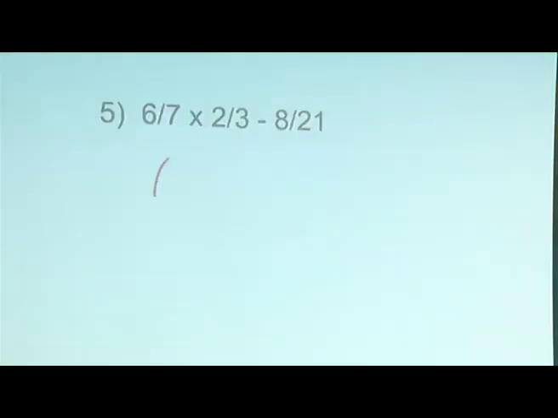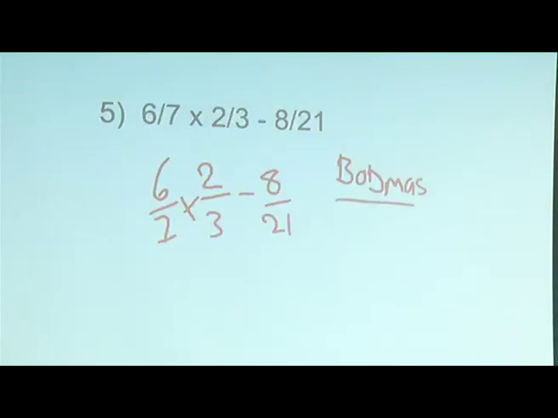And then we have another question that says 6 over 7 times 2 over 3, minus 8 over 21. We are still going to simplify here. How can we simplify this one? We have 6 over 7 times 2 over 3. You still have to remember what we used to say, BODMAS, and we know that multiplication comes before subtraction.